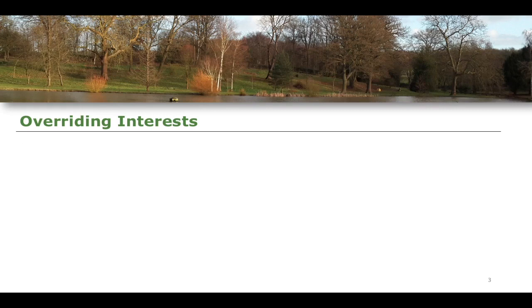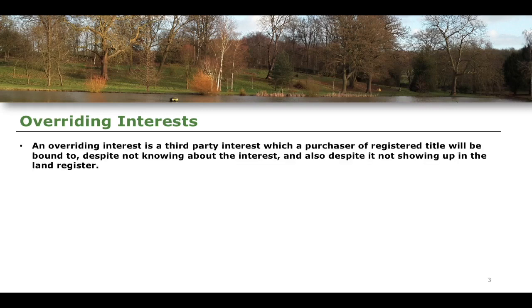So let's think about it then. What is an overriding interest? Well, an overriding interest is a third-party interest, just like some of the interests that we see in section 29, but they are a third-party interest which a purchaser of registered title will be bound to uphold, despite not knowing about the interest, and also despite the fact that they do not show up on the land register. So they are particularly strong protected interests that a third party can have over a piece of land.